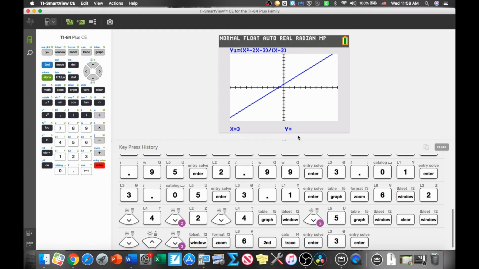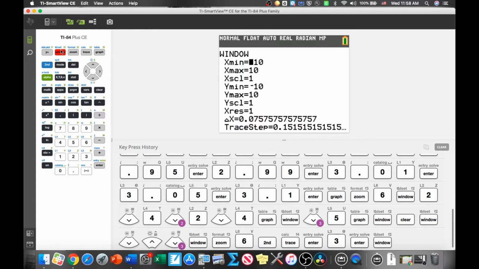And that is the case, right? Y is empty because that's telling us there's a hole in the graph right there at x equals 3. And if we want to see the hole a little bit more carefully, we can look at our window and we can adjust our window.